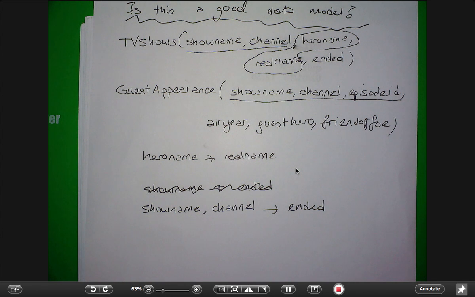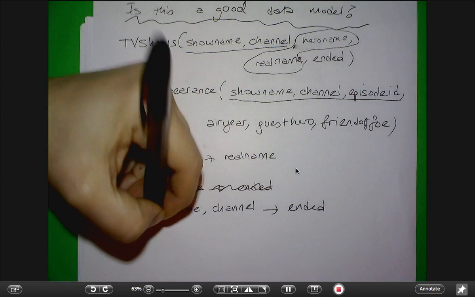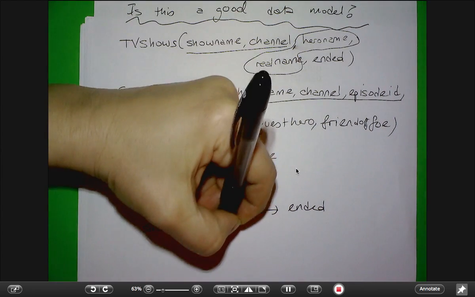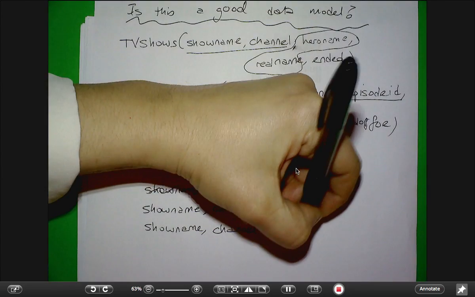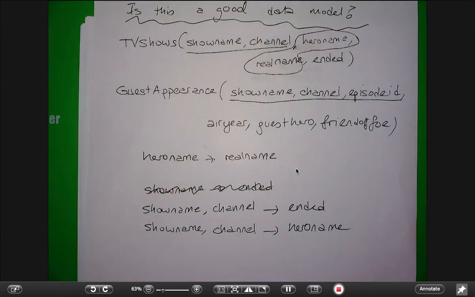Anything else? Episode ID implies area? Okay. But is it episode ID alone, or episode ID with show name and channel? Because different shows may have episode 1, right? So think about it. If you saw two episode 1s, it is okay for them to be for different shows. But if they are for the same show, then they have to have the same show. In fact, you can say that show name and channel implies hero name.